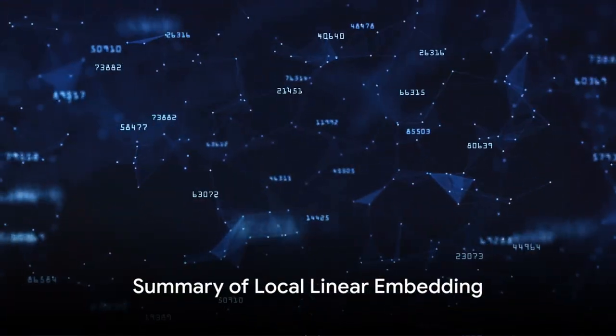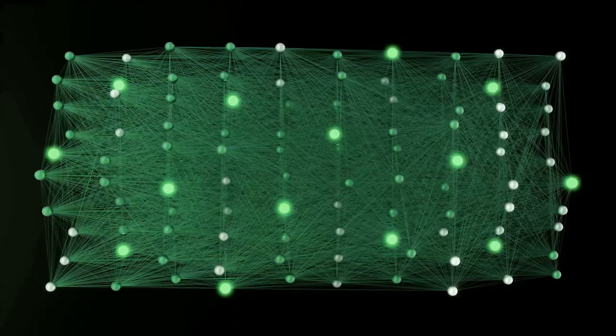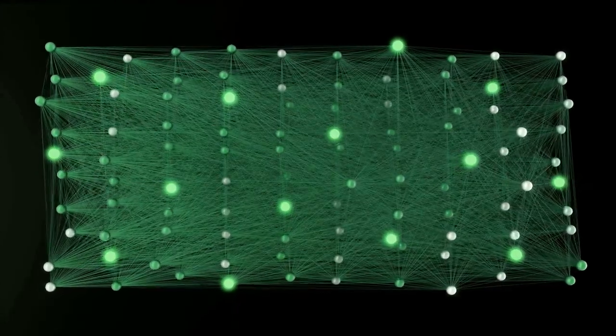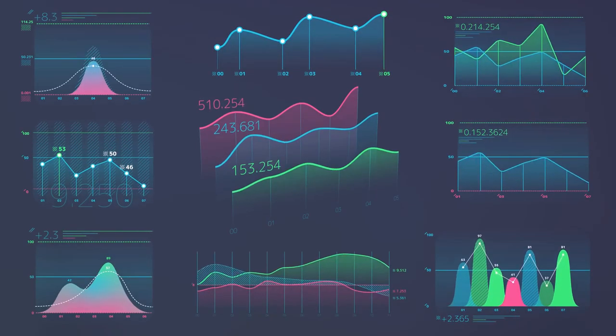So, to sum it up, local linear embedding is a method for reducing the dimensionality of data. It works by finding the nearest neighbors of each data point, computing the weights that best reconstruct each point from its neighbors, and then mapping the data into a lower dimensional space while preserving these weights.